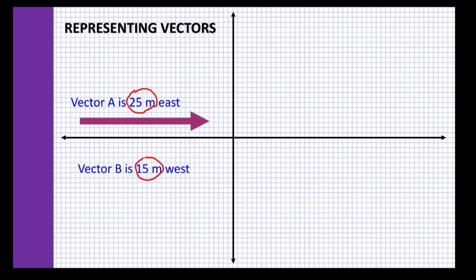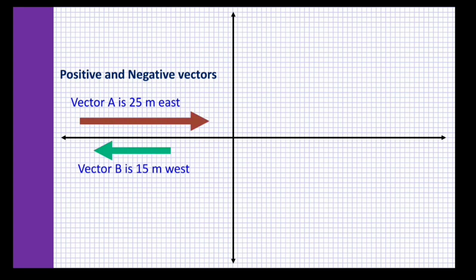So if that is the length of vector A, then vector B should be shorter. Why? Because vector B is actually smaller than vector A. So you can clearly see that the tail of B is shorter than the tail of A. Okay? That's representing the vectors, that vector A is actually bigger than vector B.